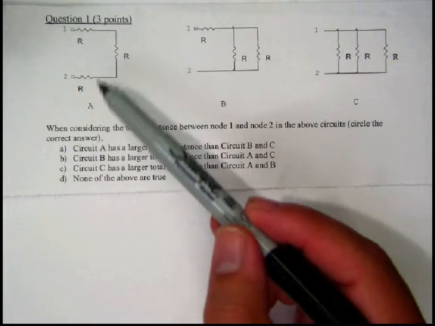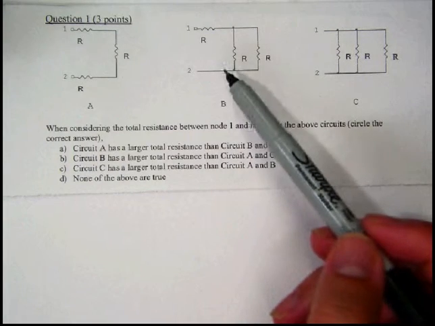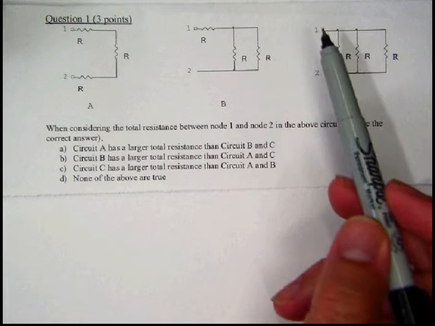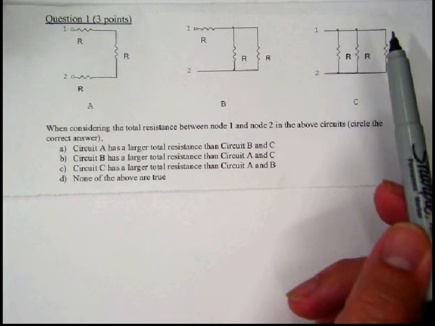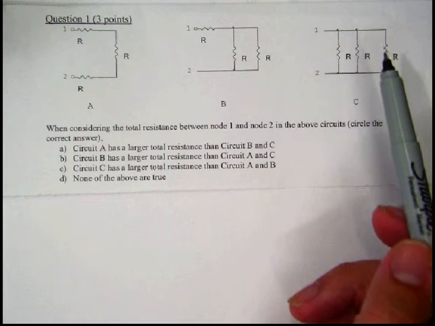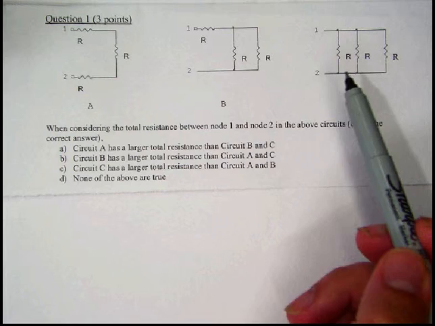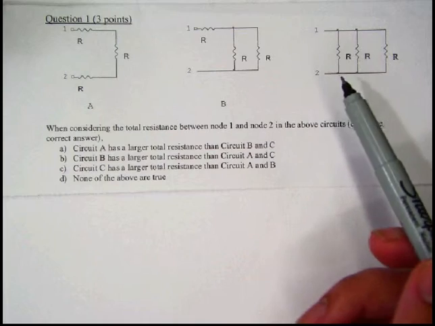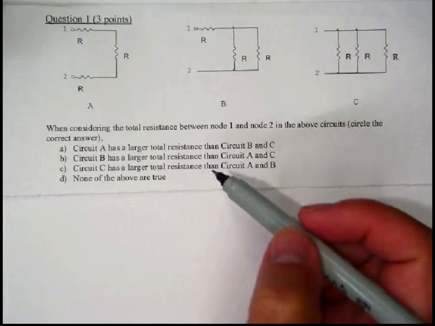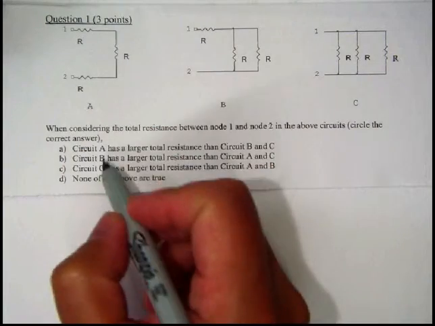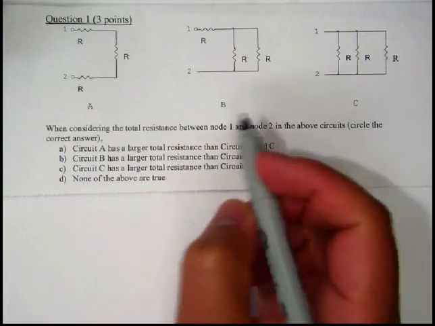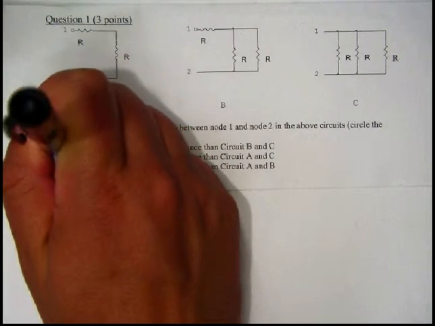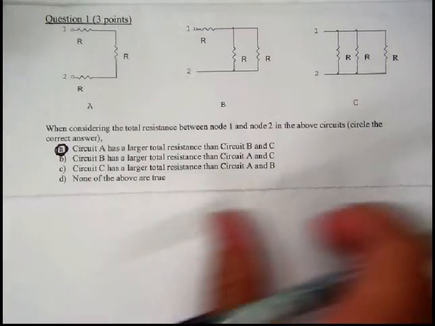So in this case, A would have the most resistance, B would have kind of a middle level of resistance, and C would have the least resistance. It's got the most branches for the current to break up and more paths to follow to complete the circuit. So therefore, A is the greatest, B is in between, and C is the least. And so the correct answer would be A. Circuit A has a larger total resistance than circuit B and C. And that would be the answer for that one.